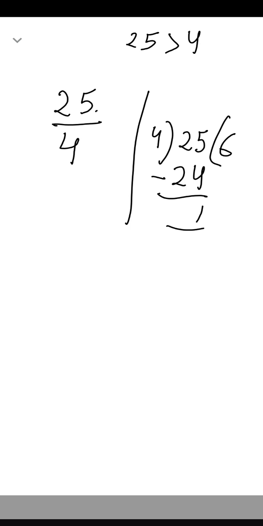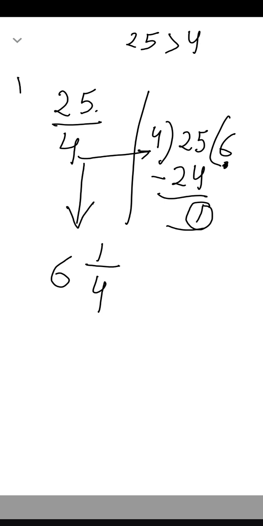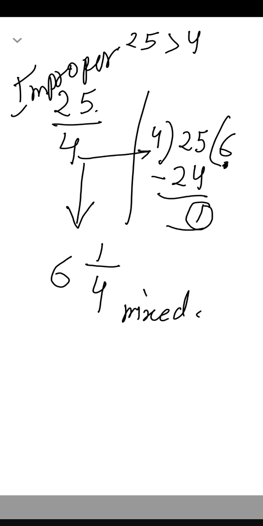So now you just focus on how we can frame the mixed form. Children, whatever is written here will come as the whole part. What is written as the remainder will go in the numerator. What we are dividing by is already the denominator, so we write it like this. So 25 upon 4 is an improper fraction. We have converted it into mixed form. So this is how we can convert any improper fraction into mixed form.